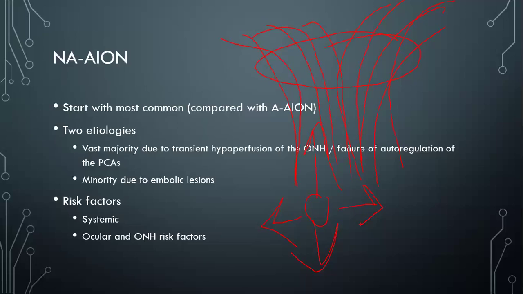So I think that's one way to think about it, at least, and remember the disc at risk idea, that if you have a smaller cup, then you tend to have more chance of having non-arteritic ischemic optic neuropathy.